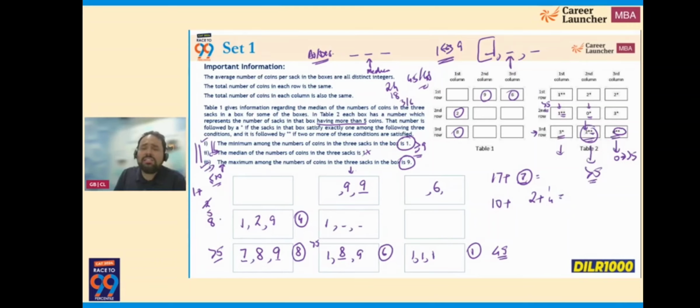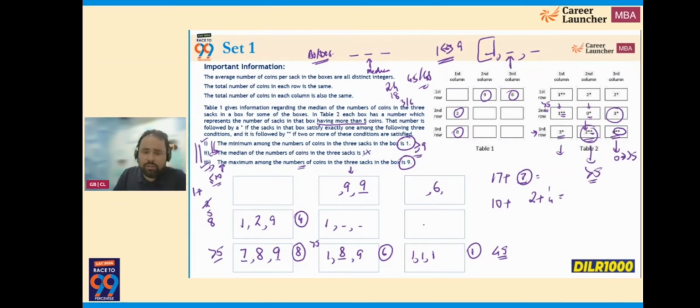Let's see what happens. I don't know. Now let's see where I am. Let's look at this one. I have 3 and I have an asterisk. That means all 3 numbers are greater than 5 and there is one asterisk. So the maximum has to be 9.